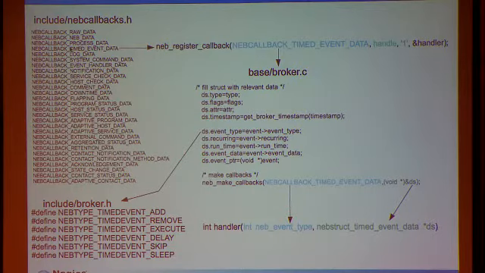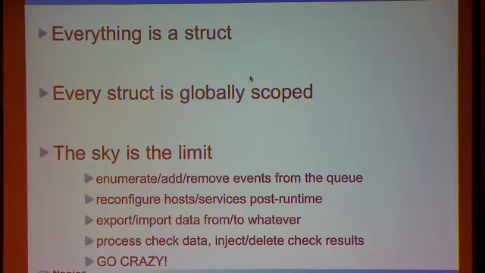So in here, I took timed event data. So this fires whenever Nagios does something scheduler related, whenever it fires off the Reaper process or whenever it commits stuff to the Reaper queue. You'll get these timed event data alerts, right? And once you register for them, you can go, oops, I did it again.